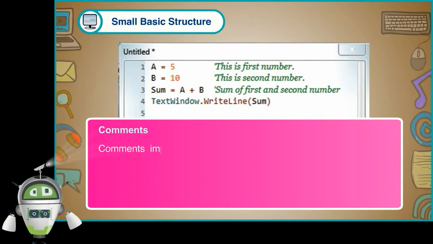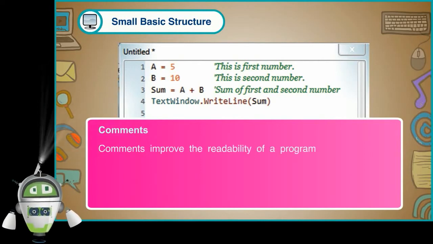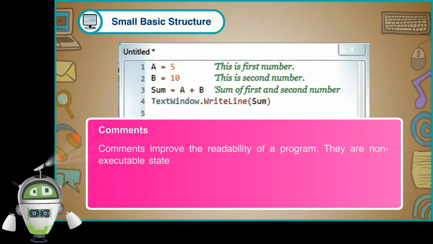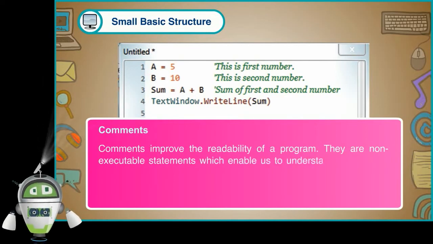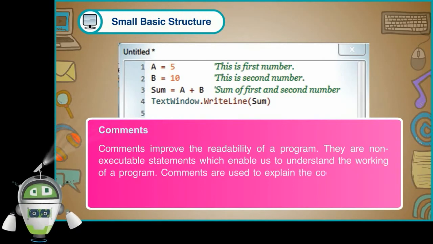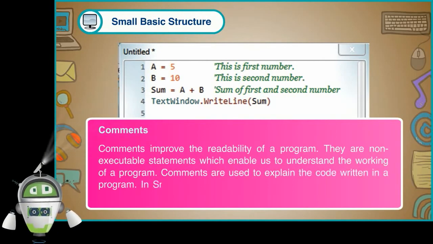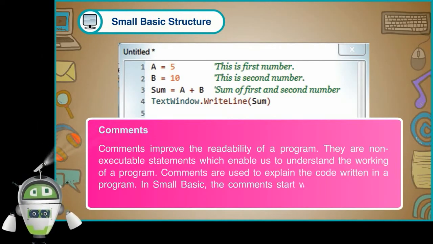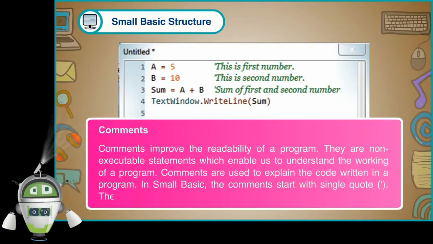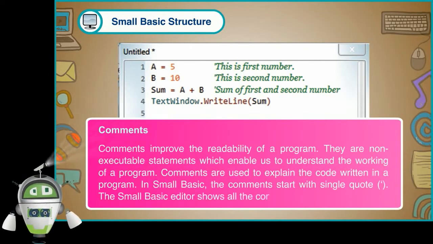Comments. Comments improve the readability of a program. They are non-executable statements which enable us to understand the working of a program. Comments are used to explain the code written in a program. In Small Basic, the comments start with a single quote. The Small Basic editor shows all the comments in green color.